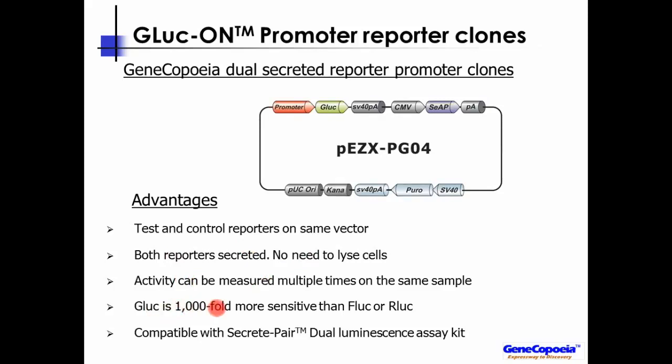Also, Gaussia luciferase is 1,000-fold more sensitive than both firefly or Renilla luciferase. And this system in particular actually has a second reporter, secreted alkaline phosphatase, driven by the CMV promoter. This is a constitutively expressed secreted reporter used as a normalization control. In addition, this plasmid system is compatible with our own brand SecretePair Dual Luminescence Assay Kit.